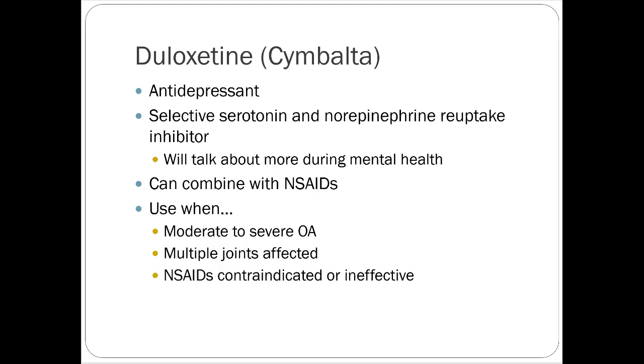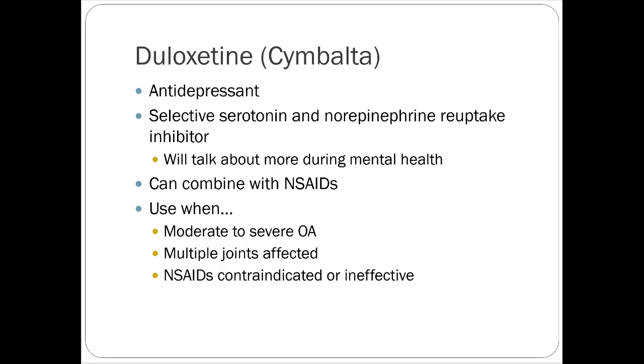Duloxetine. So we haven't talked about duloxetine yet because it's an antidepressant, technically. Duloxetine inhibits serotonin and norepinephrine reuptake in the central nervous system. We're going to talk about this mechanism and the mechanisms around antidepressants and depressive syndromes during mental health later this spring. But I did mention this now because it's become quite a popular choice to prescribe people for osteoarthritis.